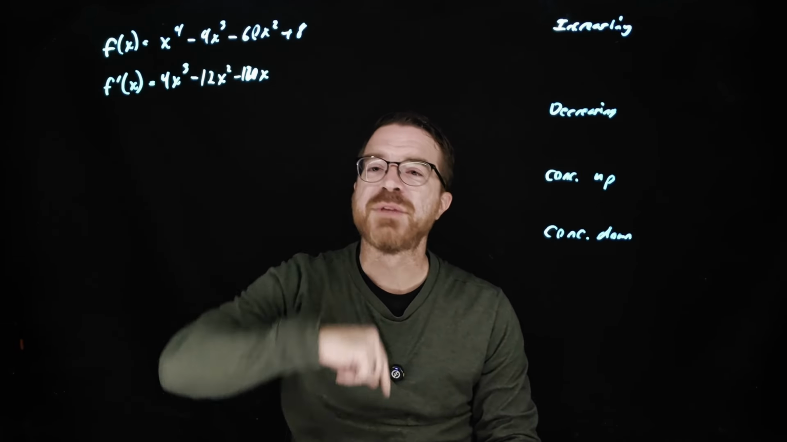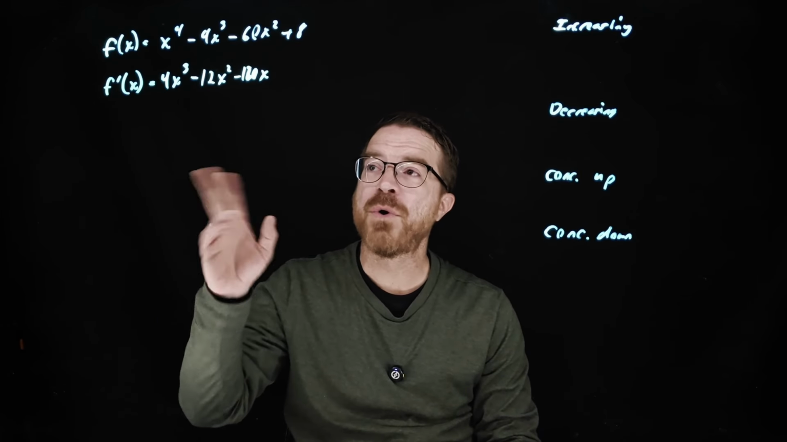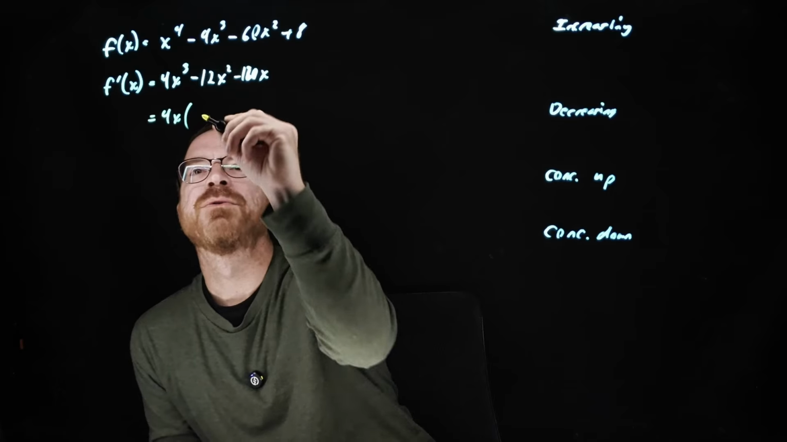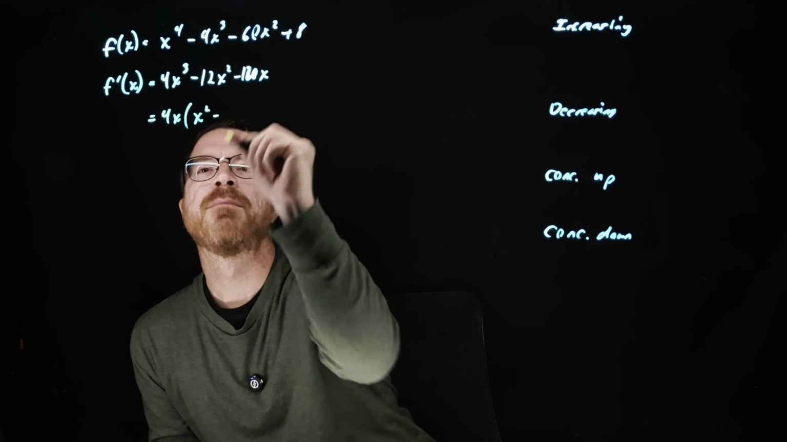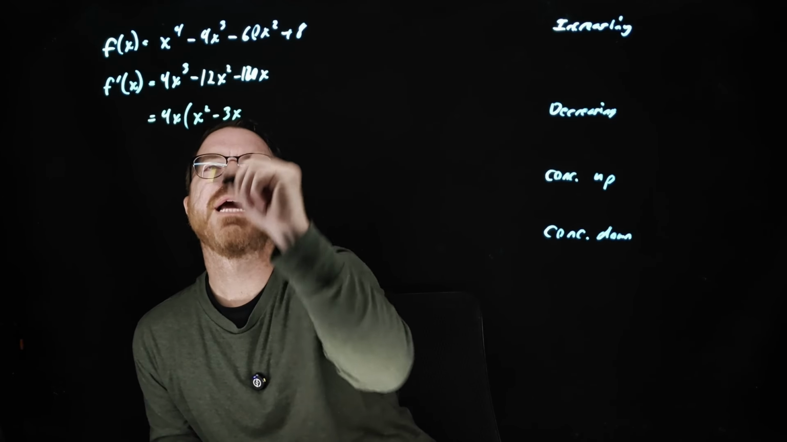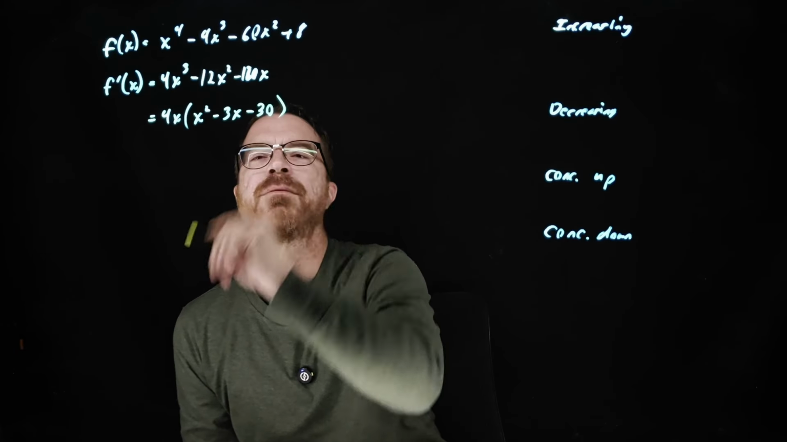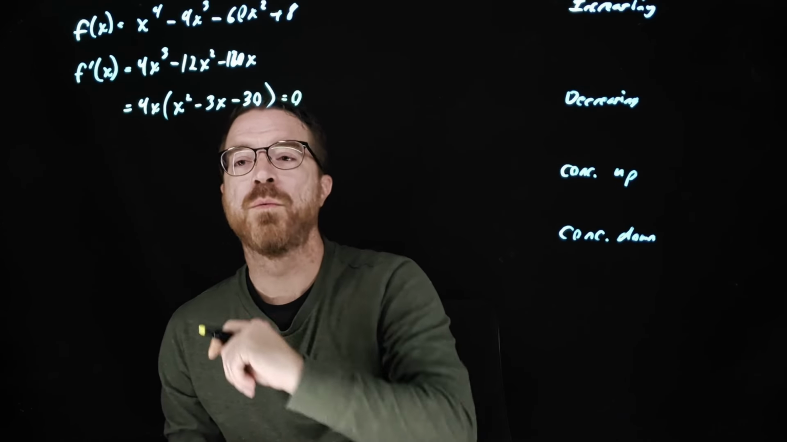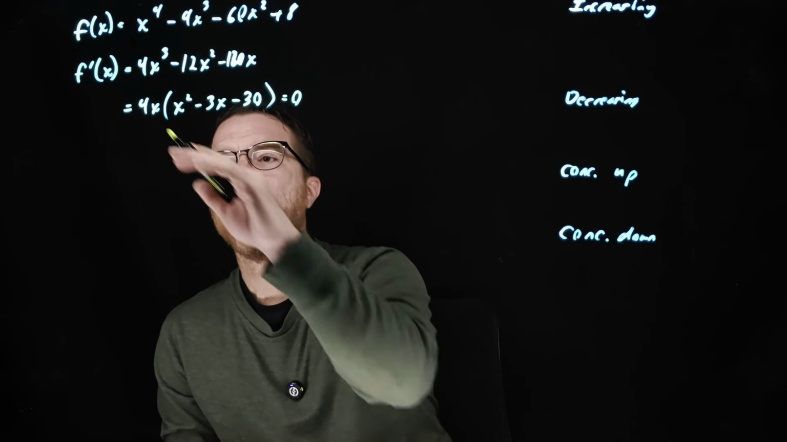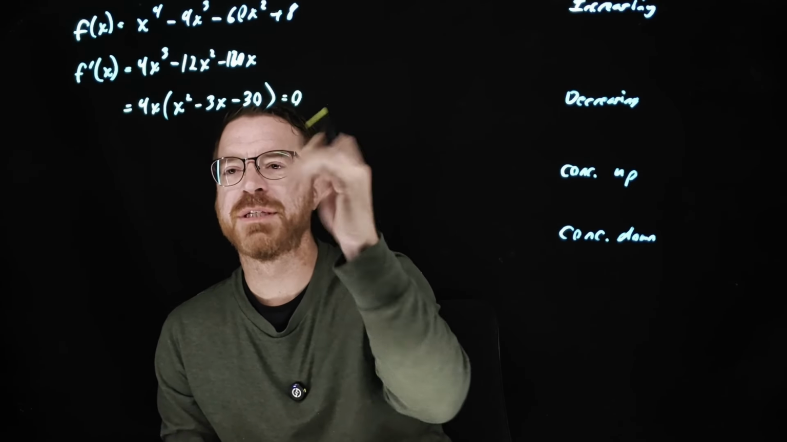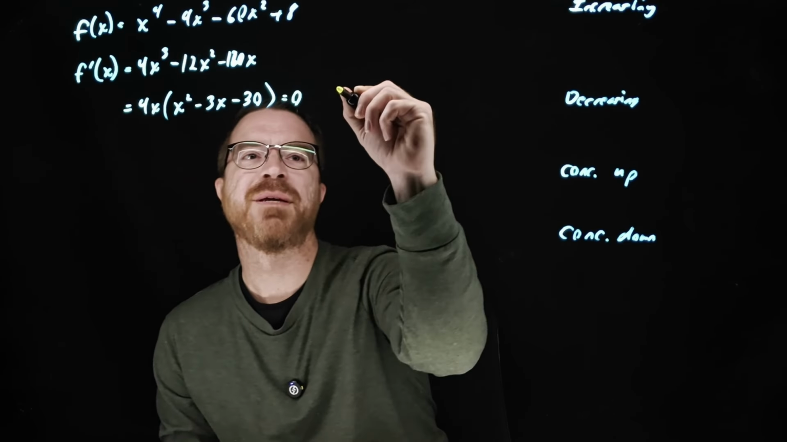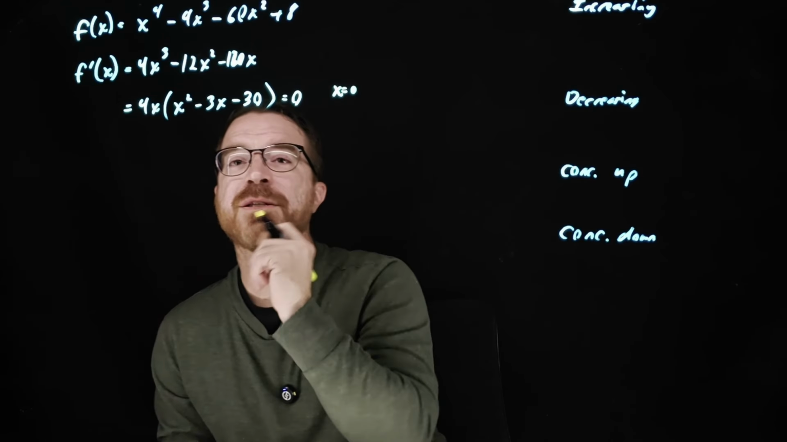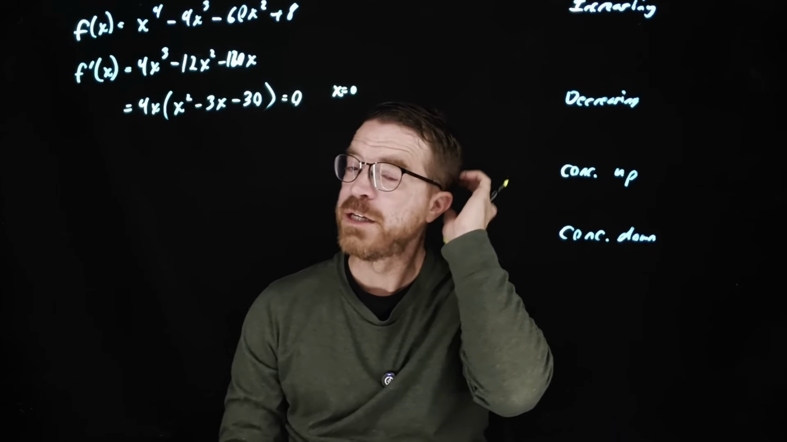So every single one of these is divisible by 4 and x. So I'm going to pull 4x out. So this is going to leave me x squared minus 3x minus 30. Next, we're going to set this equal to 0, and we're going to find where our critical numbers are. First one, we have 4x equals 0, so we know one of our values is going to be x equals 0. Next, we have this x squared minus 3x minus 30 equal to 0.